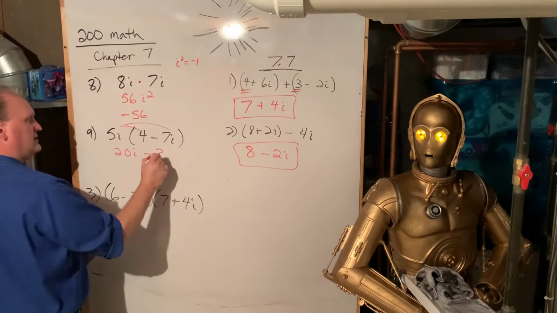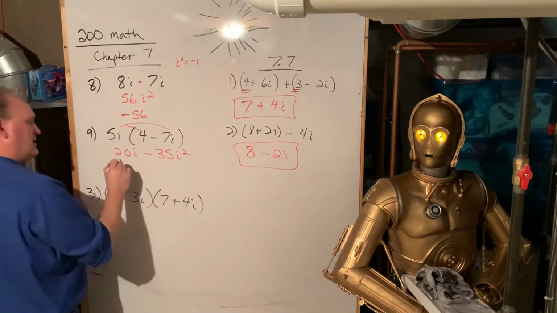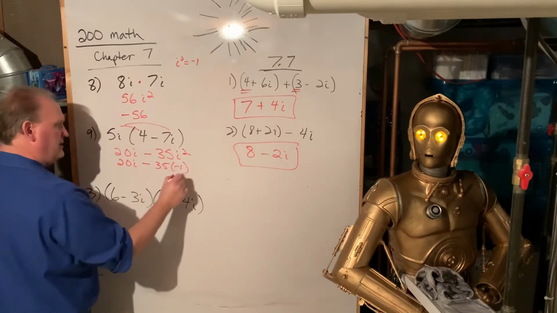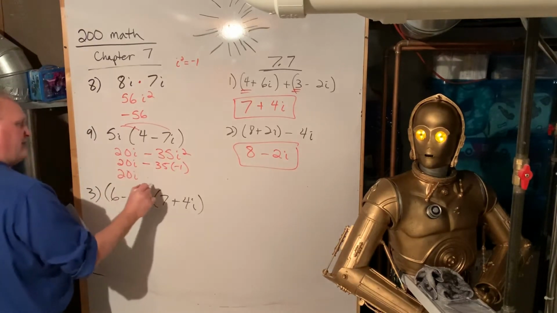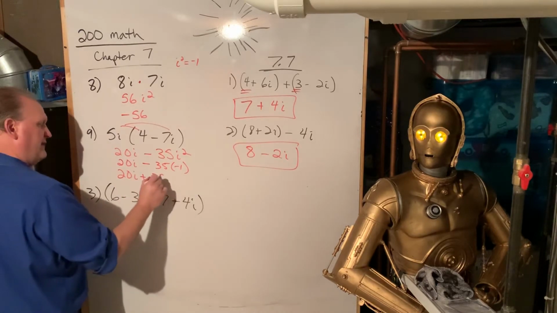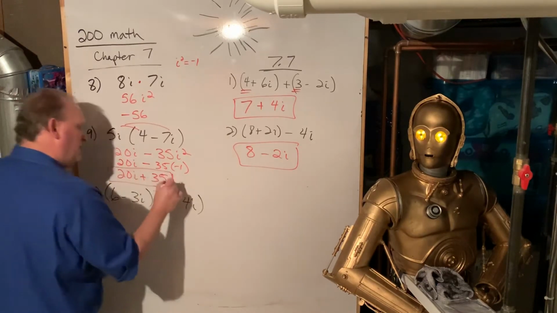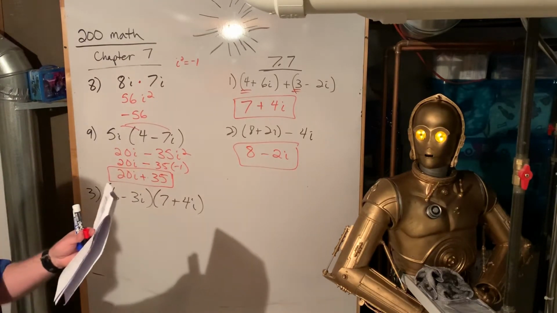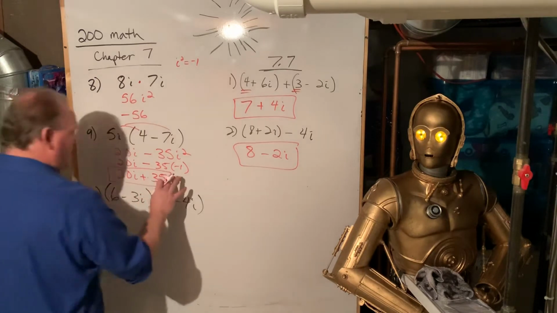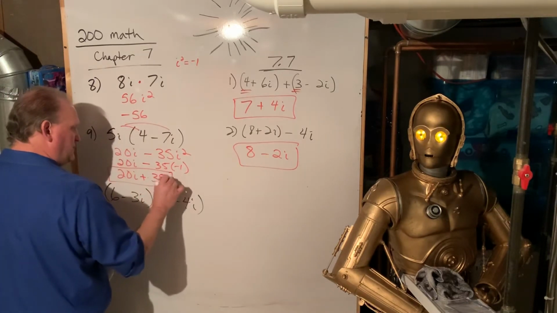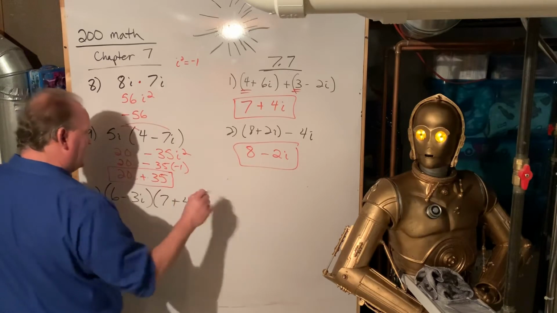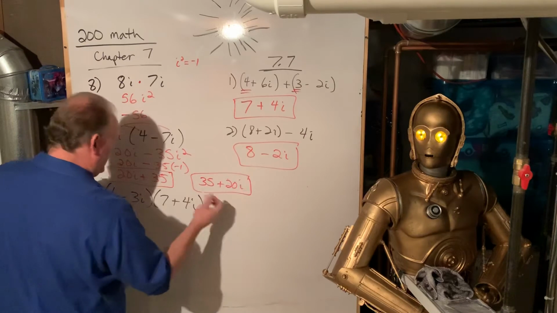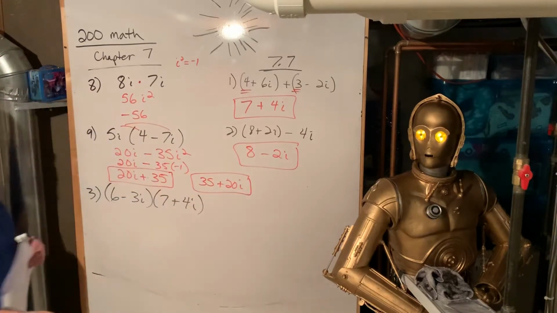20i minus 35i squared. So this is 20i minus 35 times negative 1, which is 20i plus 35. Done. I think in the book they want you to write it the other way around, like a plus bi, which I don't care for my tests. I don't care which order you write it in. But online, they probably want you to enter it like this. It's the same thing. They just want the number first and the imaginary second.